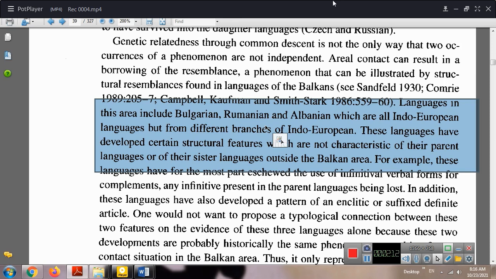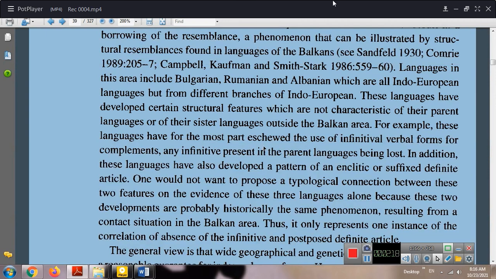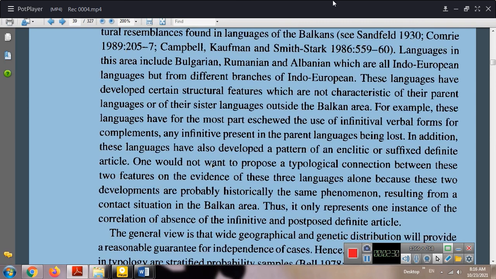It is not genetic. For example, these languages have, for the most part, lost the use of infinitival verbal forms for complements. This is the resemblance between them. Any infinitive present in the parent language is being lost. Therefore, it is not genetic. It is because of their contact and borrowing that from each other.